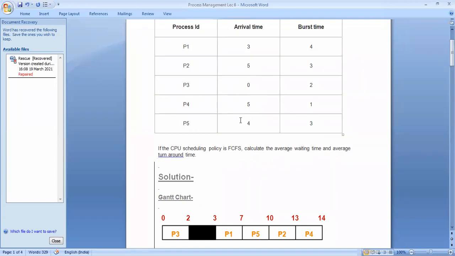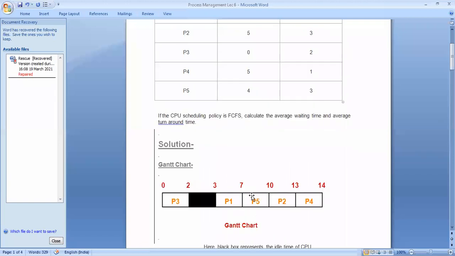So now P4, that means P5 process, because after 4 milliseconds the P5 process is already there. So that's why P5 process. P5 process, how much time? Burst time is 3. So now 7 plus 3, that means 10.